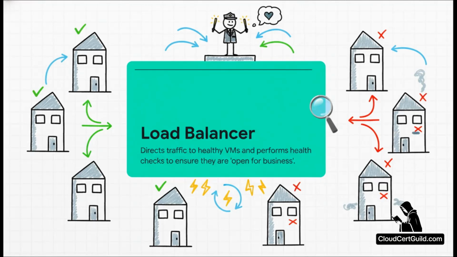Okay, but with all these identical buildings popping up, how do your visitors know which one to go into? Well, that's the job of the load balancer. It's like a friendly traffic conductor standing out front. It sees each new visitor and points them to the building with the shortest line. But crucially, it does something else. It performs health checks. It's constantly tapping on the door of each building asking, hey, are you open for business? If a building doesn't answer correctly, the load balancer immediately stops sending people there until it's fixed. It's absolutely vital for making sure your users always have a smooth experience.